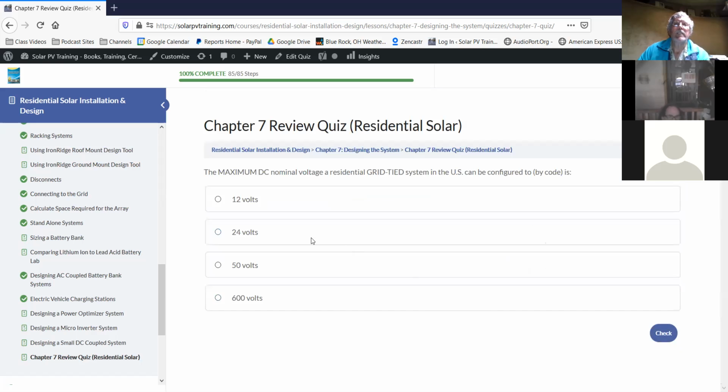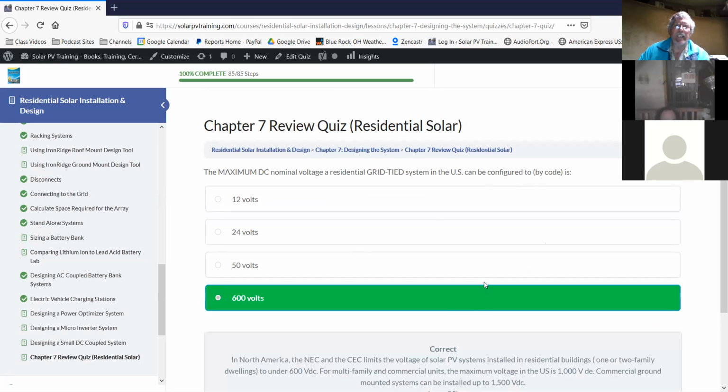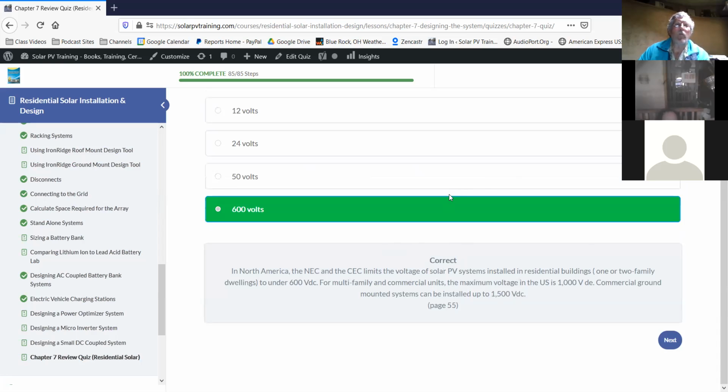Okay, maximum DC voltage for a residential grid tied system in the US that can be configured by code is 600 volts. And this again, I believe is a legacy thing. I think that when the code officials started writing about PV, they didn't really understand photovoltaics, and not understanding it, they decided to link it as part of their low voltage, which is, from my understanding, 600 volts or less.